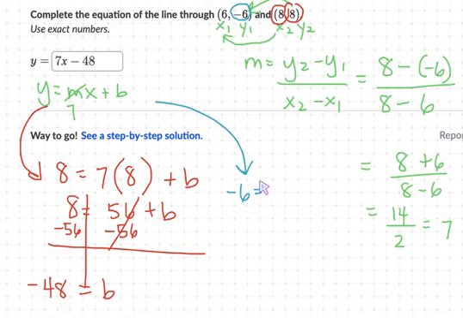Instead of m, we're putting in 7. Multiply by, instead of x, we're putting in 6. So notice how we're using 6 and negative 6 from the same points. Those two go together. And then plus b, because we don't know what b is. 8 and 8 go together in their own equation. We're not mixing and matching. Those two don't go together. 8 follows 8, 6 follows negative 6.